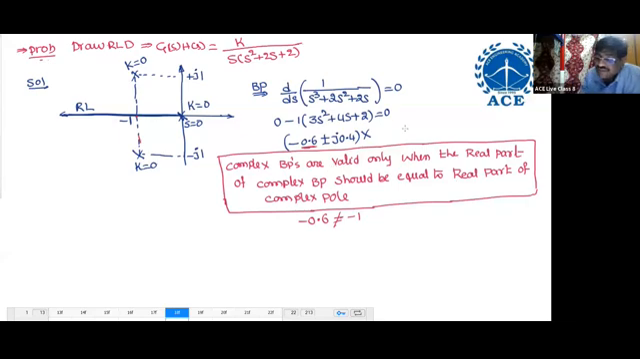In case it were minus 1 plus or minus j0.4, here minus 1 is there, and no doubt this complex breakpoint would be valid. Otherwise, it is not valid. Remember, complex breakpoints are valid only when the real part of the complex breakpoint is equal to the real part of the complex pole. Then only it is valid. So the complex breakpoint is not valid, so breakpoints do not exist here. Next, step 2. This is step 1.